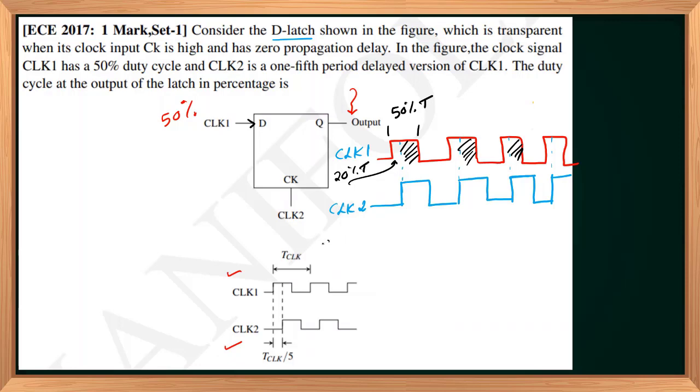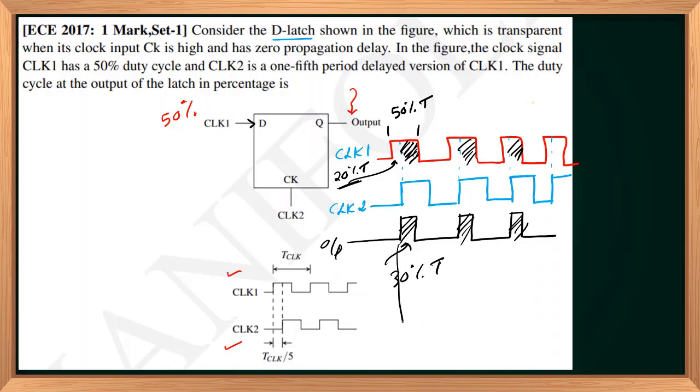So if you plot the output up to this point, again up to this point, again up to this point, it repeats. This blank area is 20% of T, so 50% of T minus 20% of T will be 30% of T. So this is the output waveform, and the period of the waveform is the same as T clock, no change. All three waveforms will have the same period.